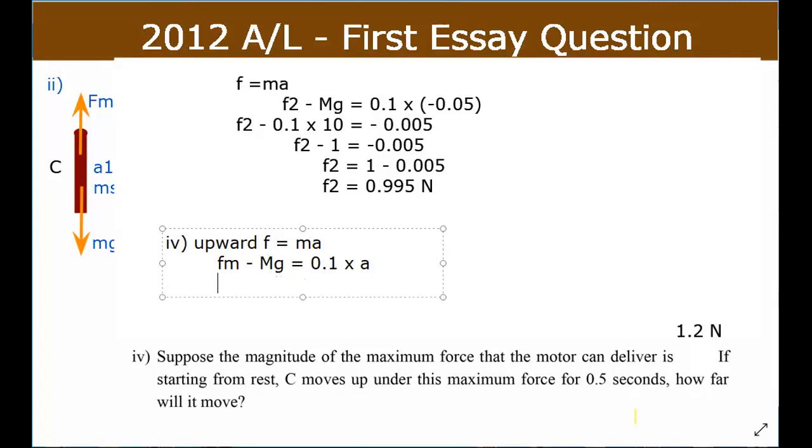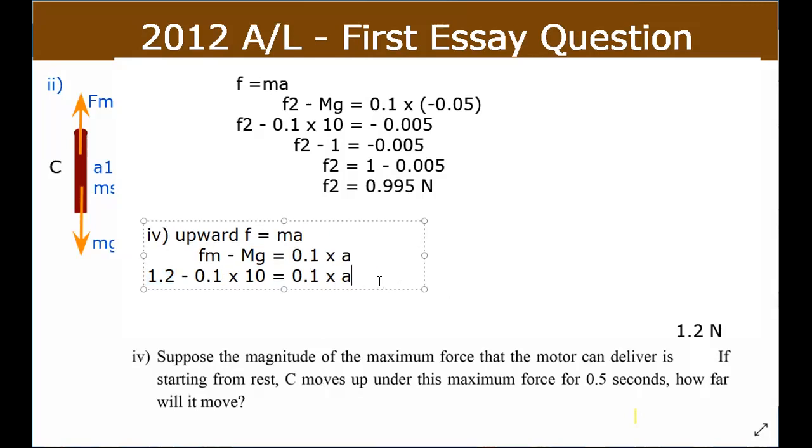So the new Fm is 1.2, capital M is 0.1, G is 10. This is 0.1 into A. Can you do the rest and find the value of small a? Small a is the upward acceleration of the segment C under the maximum force of 1.2 Newton. Find the answer and send your answers to my Zoom chat. Start.